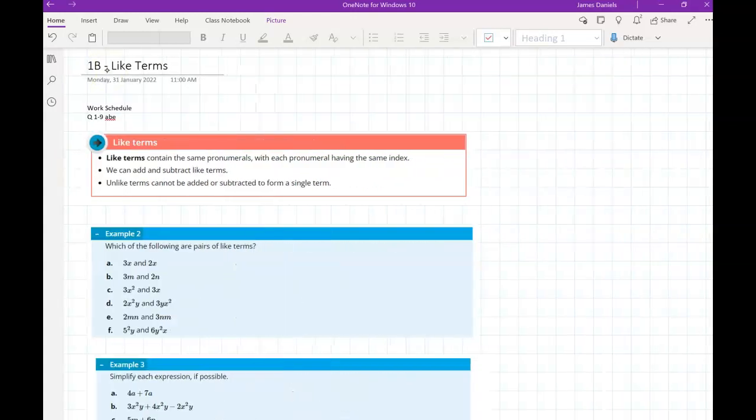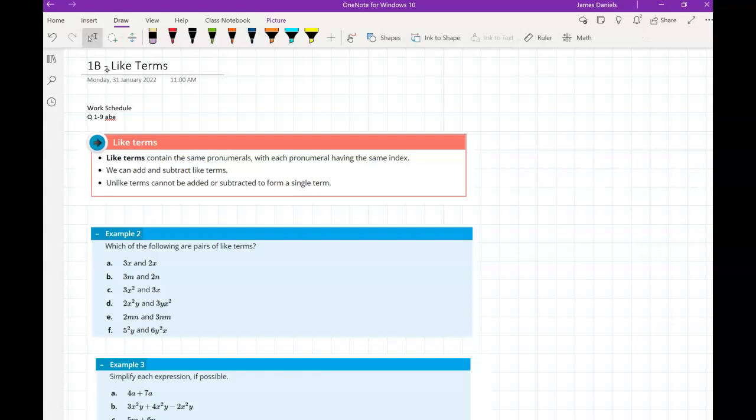Welcome to exercise 1B, like terms. You would have done a little bit of work on like terms in Year 8. But if we have a look at the definition of like terms as a bit of a reminder here, they contain the same pronumerals, with each pronumeral having the same index. The pronumeral meaning they have the same letter or symbol. The same index meaning that they're raised to the same power.